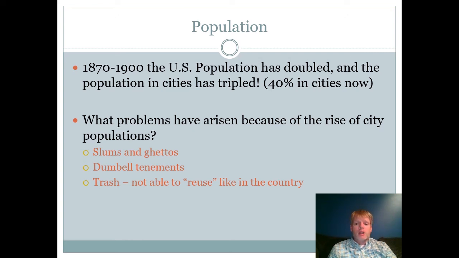Sorry, I got distracted by a cricket crawling in my wall.